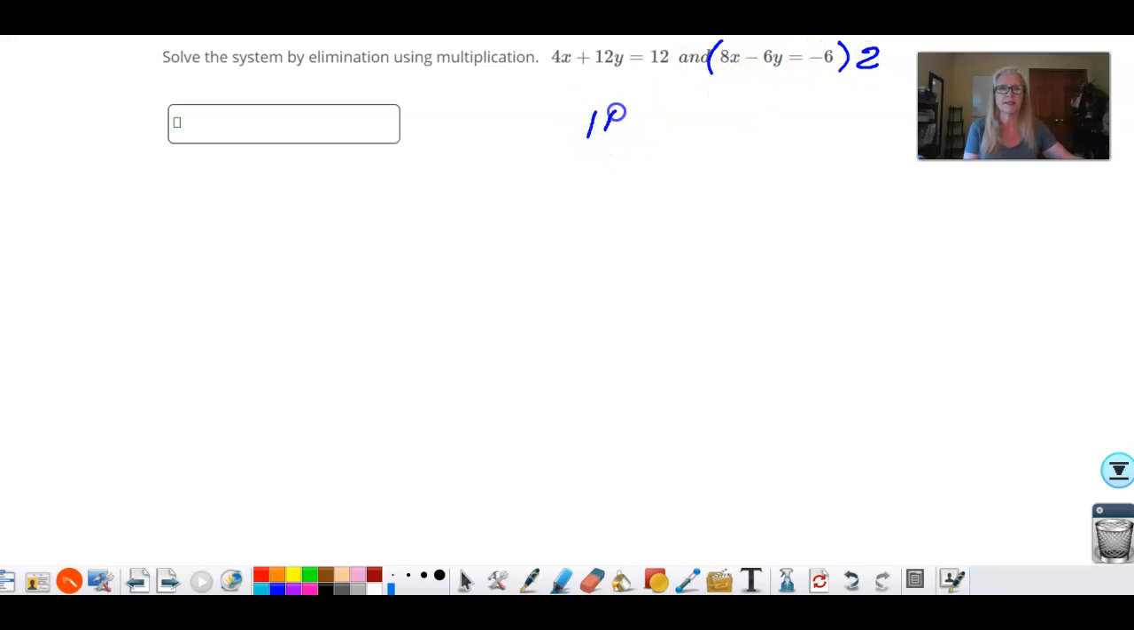So that will give me 16x minus 12y equals -12. Multiply each term by 2. The other equation, we leave it alone. 4x plus 12y equals 12.